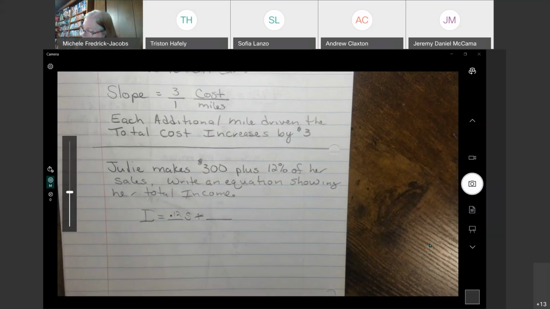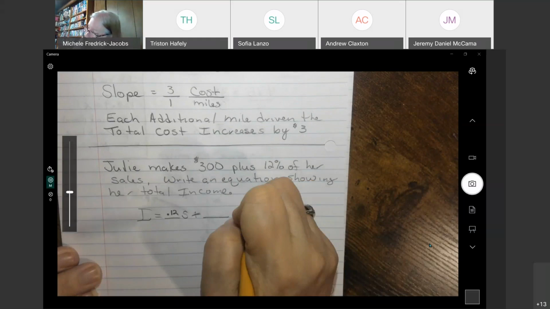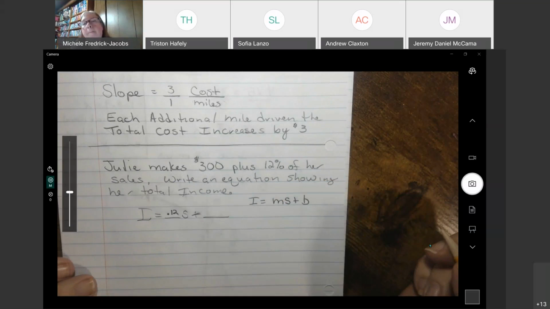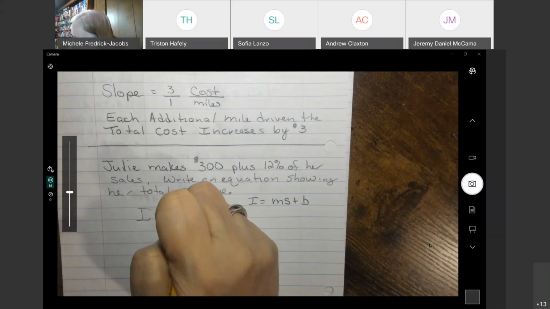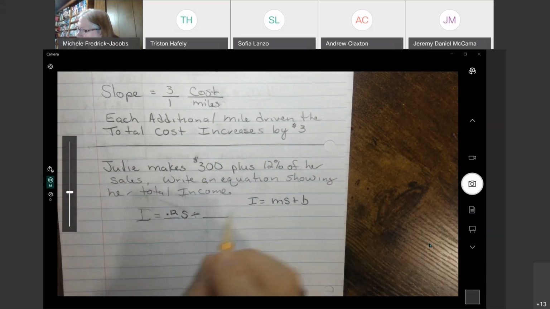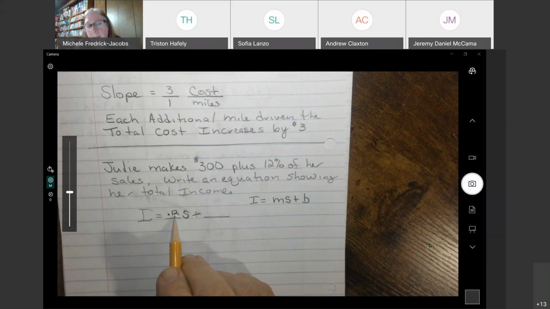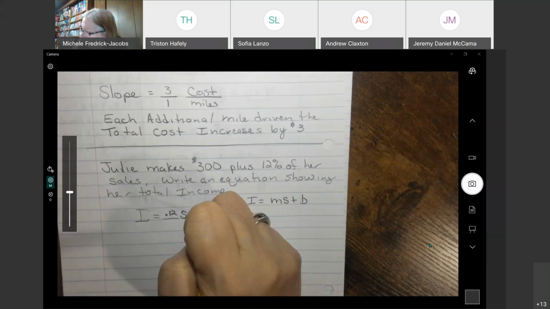So are we just doing like I equals MS plus B? Yep. Okay. We're just changing the letters, just for the sake of the names. Exactly. You can go either way. I asked, and one person put S and I, so that's why I used that. Just be careful, sometimes my S's look like 5s. So this was 12% of the sales, so that was our rate, and we have to write it as a decimal, and that means then the 300 is this one.